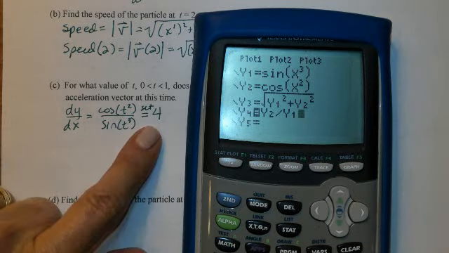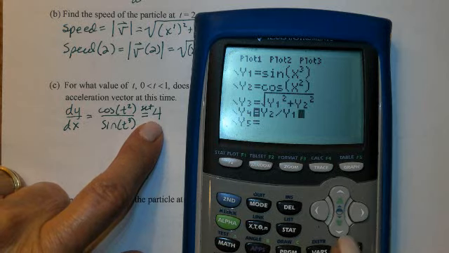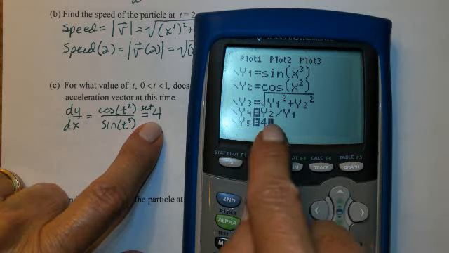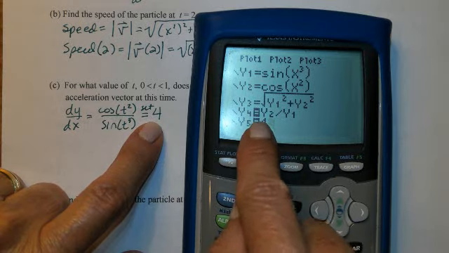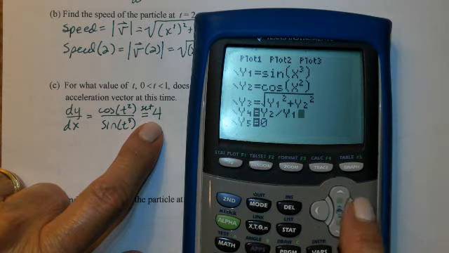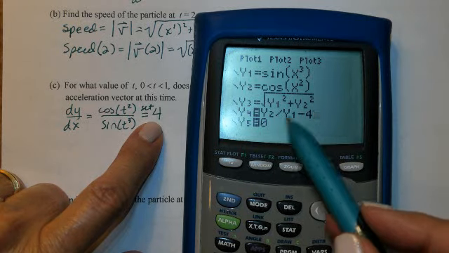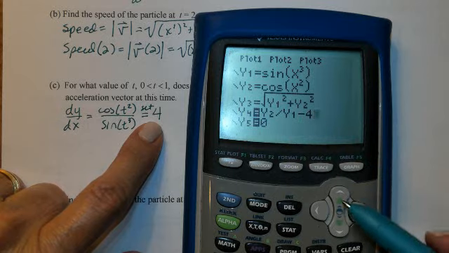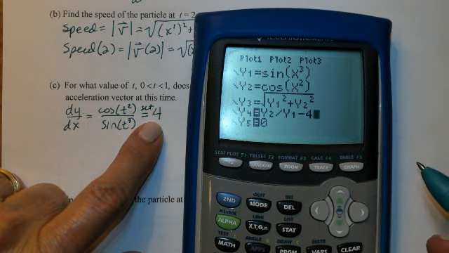Now there's two ways to do this. I can also put 4 down here and then see where these two intersect, or I can put 0 here and put -4 here, and then I'll see where these two intersect. Either way is totally fine.